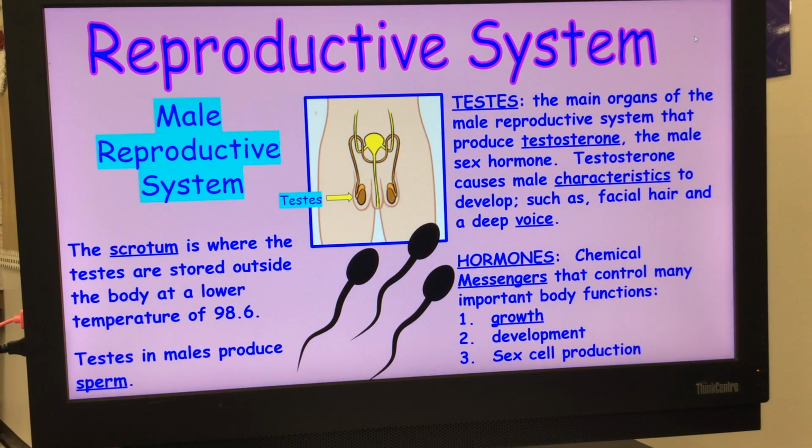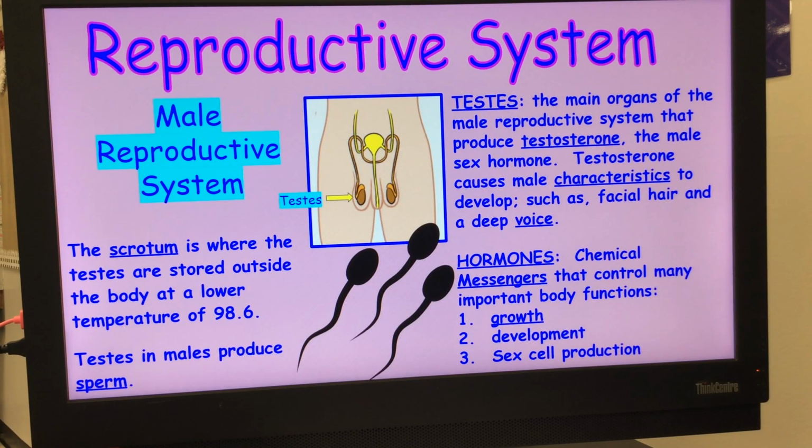Now the male reproductive system. The scrotum is where the testes are stored outside the body at a lower temperature of 98.6 degrees. Testes in males produce sperm. The testes are the main organs of the male reproductive system that produce testosterone, the male sex hormone. Testosterone causes male characteristics to develop, such as facial hair and a deep voice.